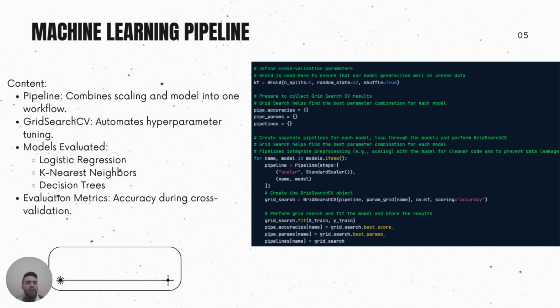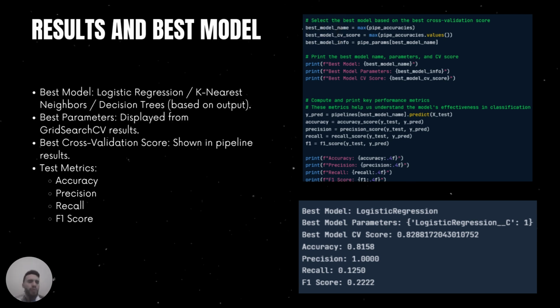We're going to use evaluation metrics such as accuracy during cross validation. Cross validation is something like an evaluation method we use. There is k-fold, there is F1 score. It depends on what you want. You can change it as you want. Now we're going to talk about the results and the best model.